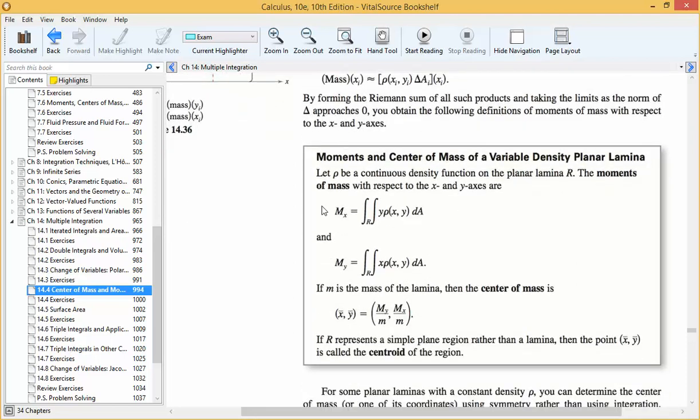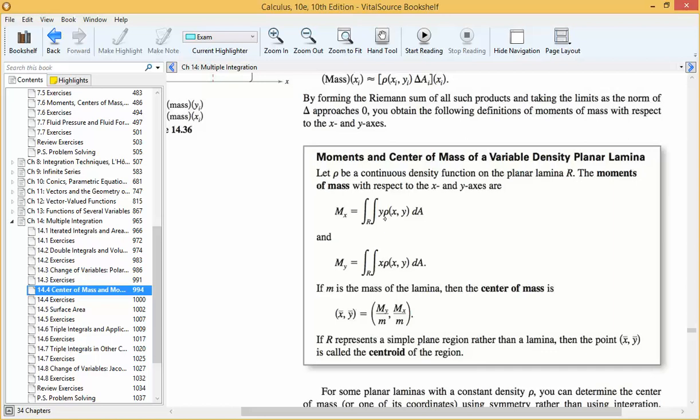So, to figure out the moment of mass with respect to the x, it's the double integral over the region R of y times the variable density here, dA. So whenever you want to find the moment with respect to the x, you have to put a y in front. And then you can see here the moment with respect to the y, you have to put an x in front.